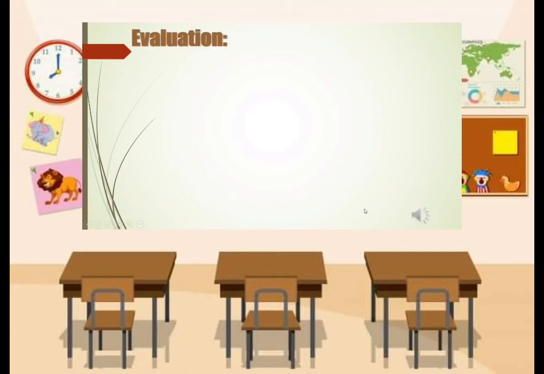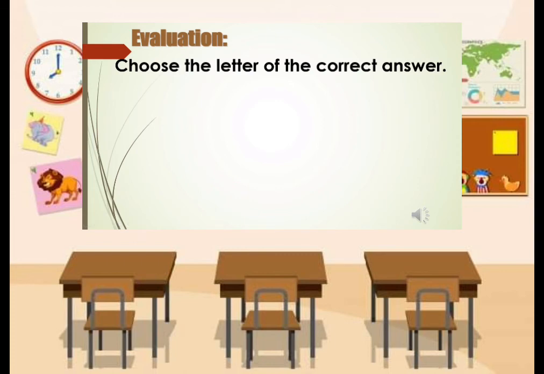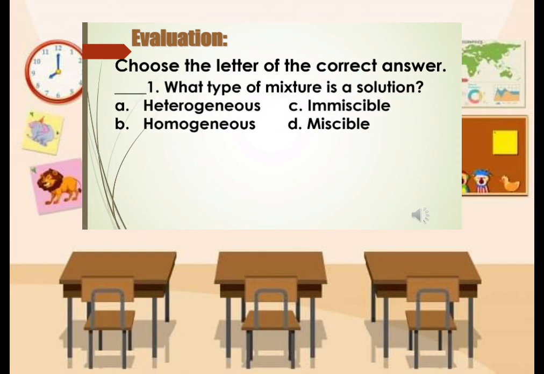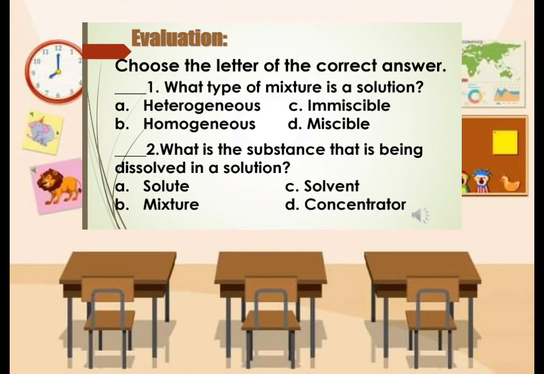It's evaluation time. Class, choose the letter of the correct answer. Number 1. What type of mixture is a solution? A. Heterogeneous. B. Homogeneous. C. Immiscible. D. Miscible. Number 2. What is the substance that is being dissolved in a solution? A. Solute. B. Mixture. C. Solvent. D. Concentrator.